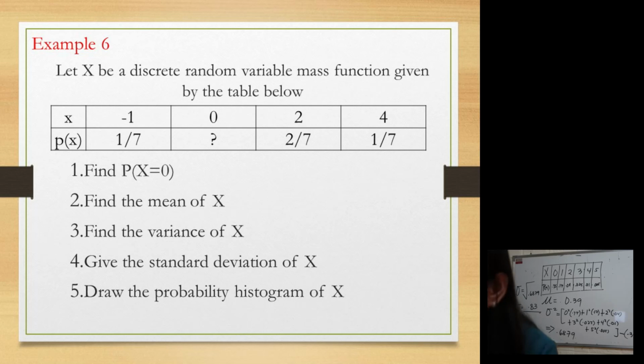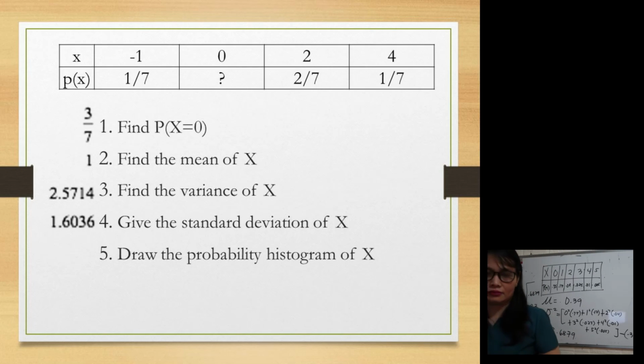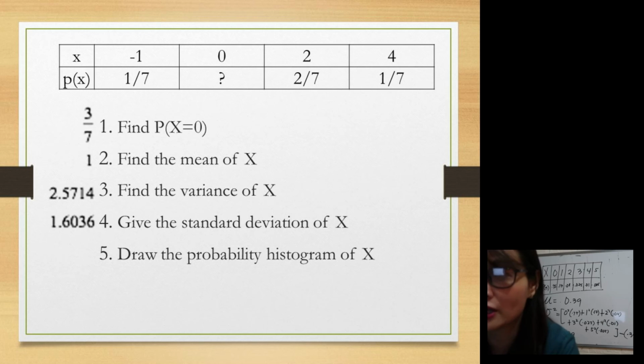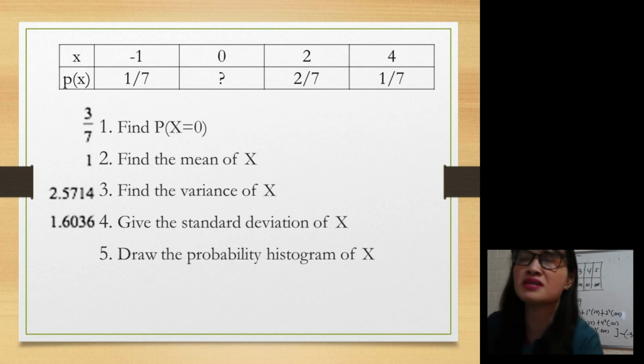3 over 7. Okay, how do you get 3 over 7? I added the values and then subtracted from 1. Okay, why do we need to subtract it from 1? Because 1 is the total. Okay, the total probability is 1. So to determine the probability of the value 0, you just subtract from 1. So the answer is 3 over 7.